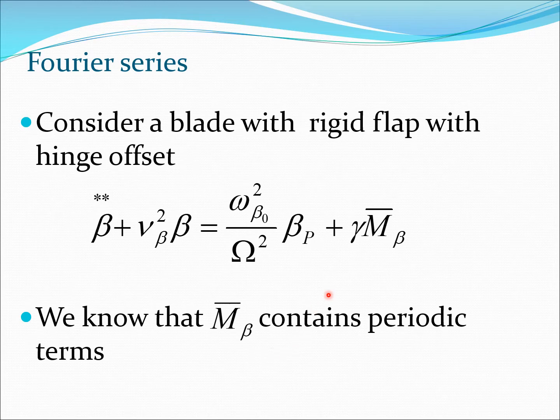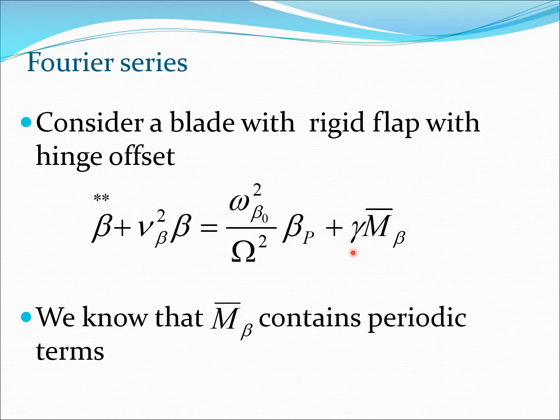So let's again go to our simple flapping equation for the blade. And this flapping equation is often a good way to demonstrate any problem in rotor dynamics. So here we have a rigid flap with an offset hinge. So we have nu beta square as the natural frequency of the system. And you now turn your gaze to M beta bar, which is the force or the moment coming from the aerodynamic components.